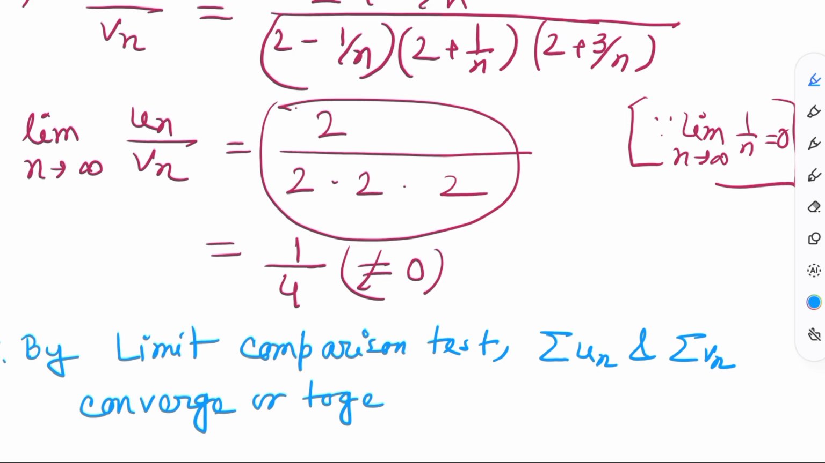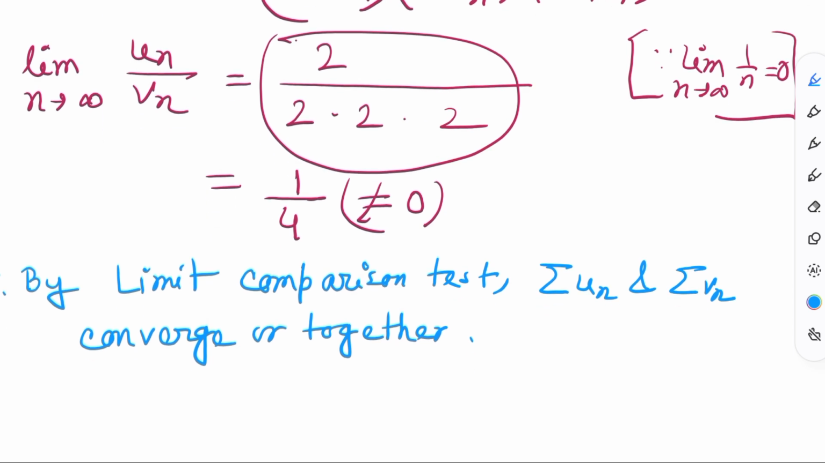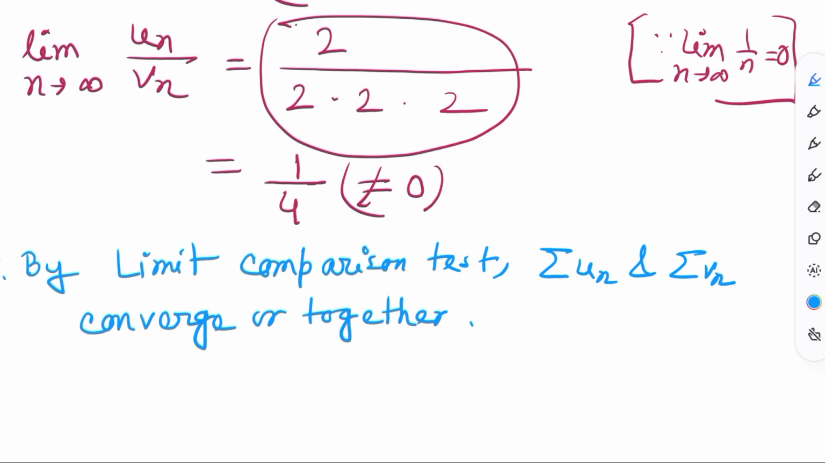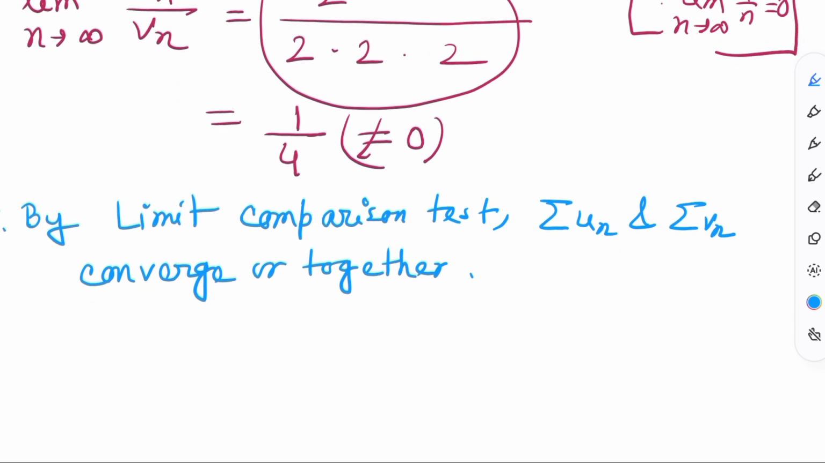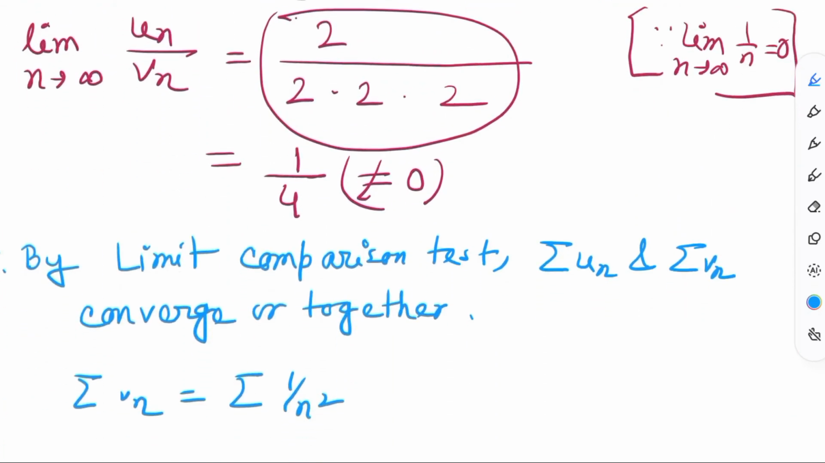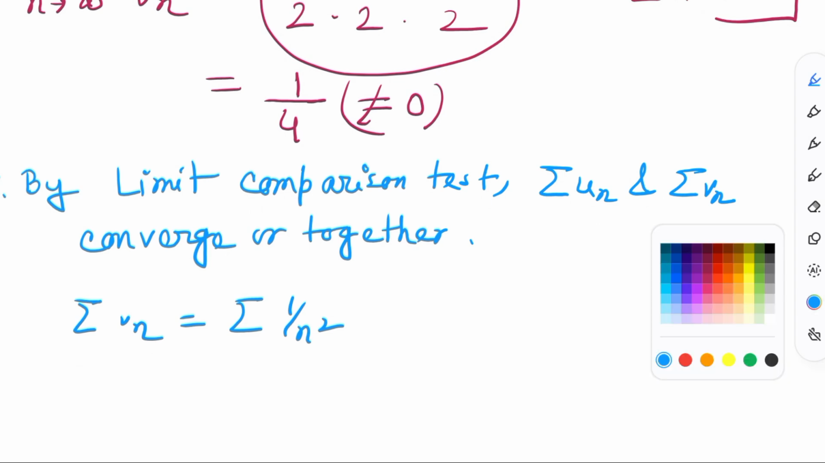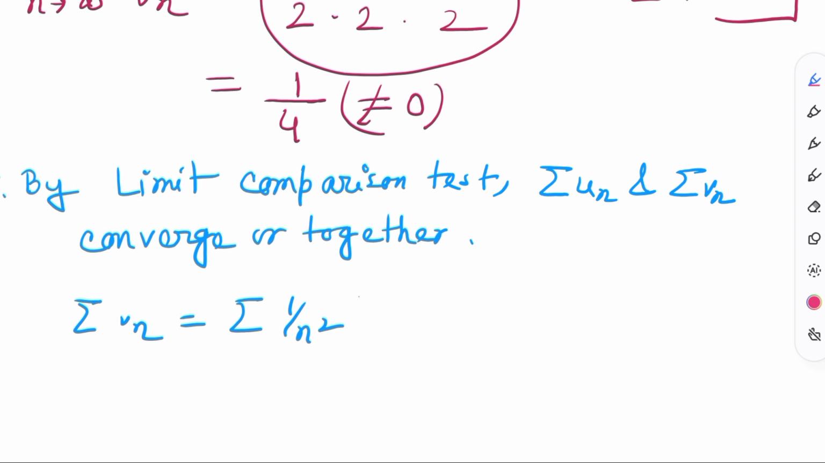That means we have to check the convergence of the series summation un. The convergence or divergence of the series summation un depends completely upon the series summation vn. Now what is summation vn? Summation vn is none other than summation 1 by n square. What we have written here, vn is 1 by n square. So summation vn is summation 1 by n square, and here we have to use another result, that is the result of the p series.